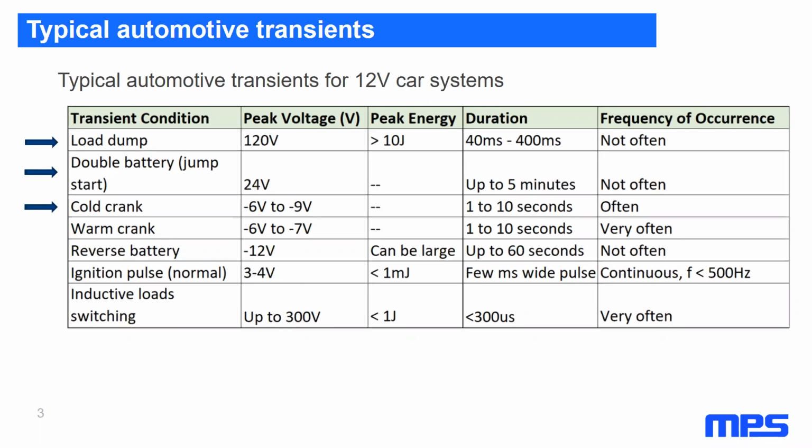Cold crank generates a voltage dip, which can create drops of 6 to 9 volts below nominal battery voltage. The transient waveform can last from 1 to 10 seconds and can occur frequently, particularly in cold weather conditions.